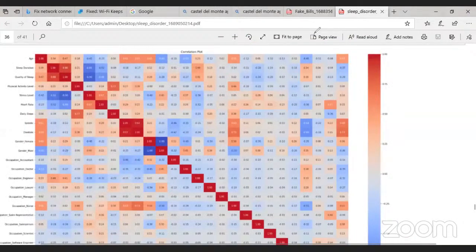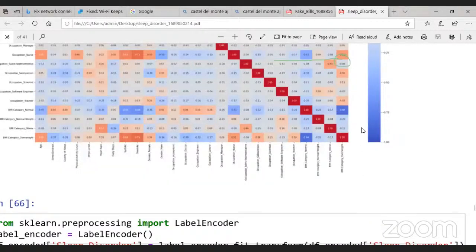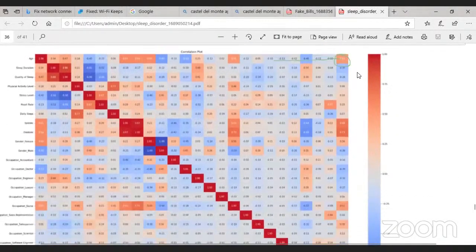Try to understand this number, guys. This is 53%. This is the correlation between age and BMI category, right? So age and BMI category has a 53% correlation. That means they are highly correlated to each other. That's how we try to find out the correlation.